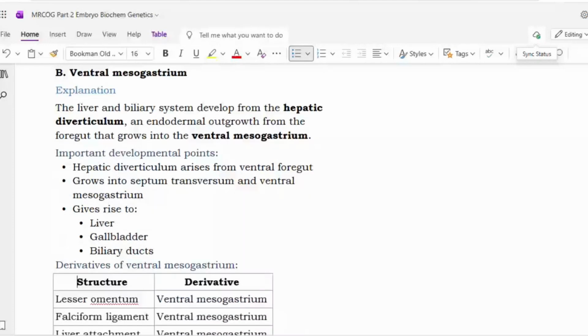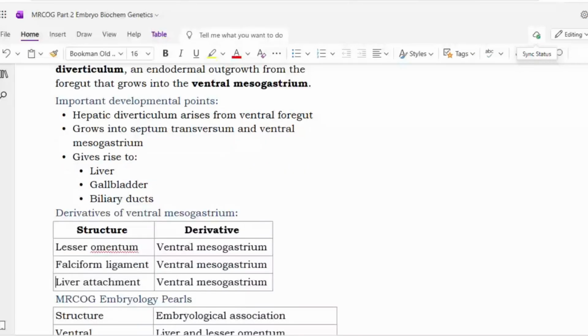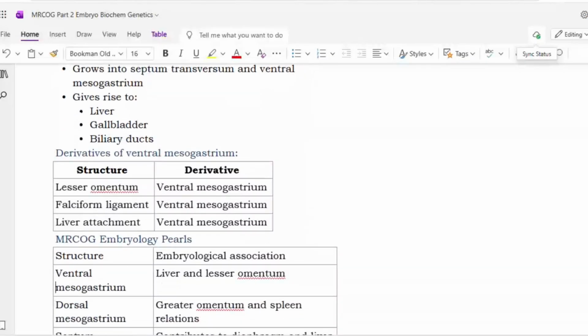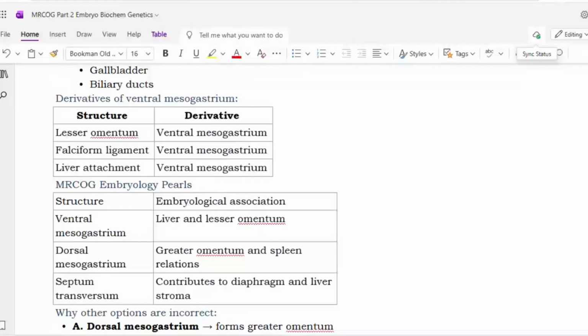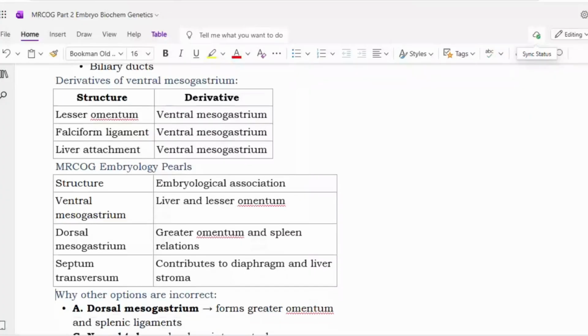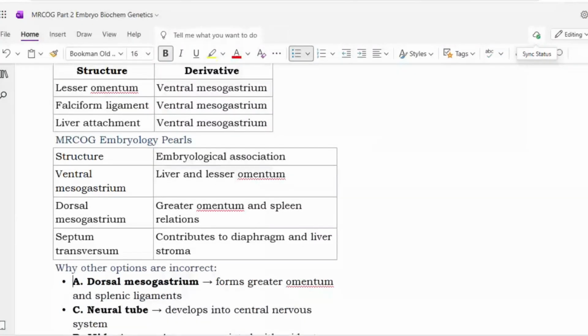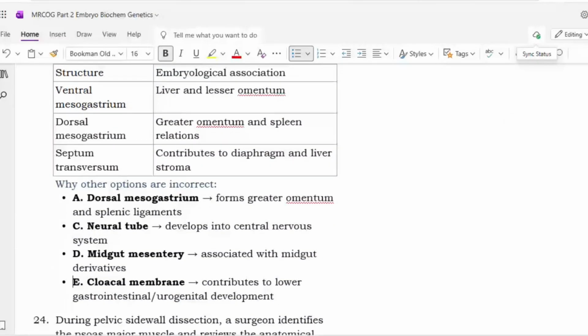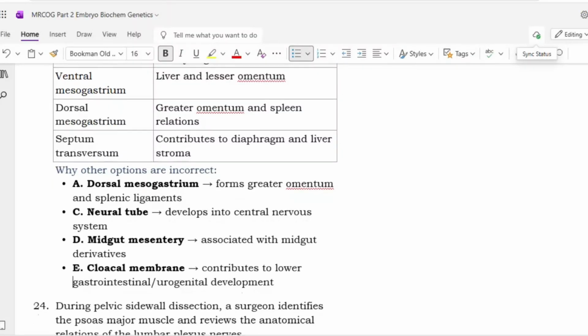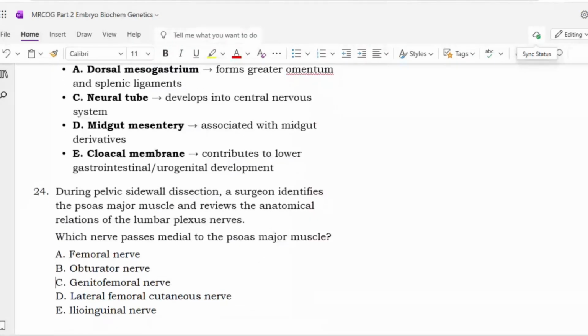So derivatives of the ventral mesogastrium are the lesser omentum, the falciform ligament, and the liver attachment, all from the ventral mesogastrium. Okay, so ventral mesogastrium: liver and lesser omentum association; dorsal mesogastrium: greater omentum and spleen. The septum transversum contributes to the diaphragm and liver stroma. Why are the other options incorrect? Dorsal mesogastrium forms the greater omentum and the splenic ligaments. Neural tube develops into the central nervous system. Midgut mesentery is associated with midgut derivatives, and the cloacal membrane contributes to the lower GI and urogenital development. Next.